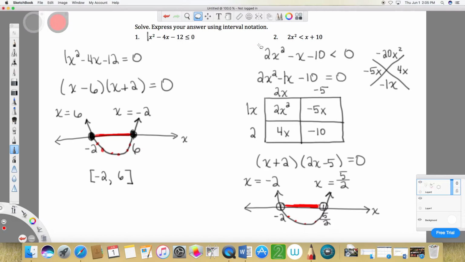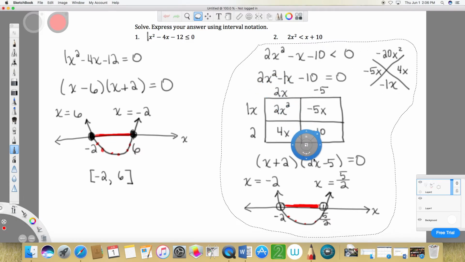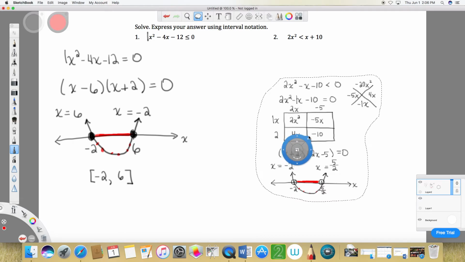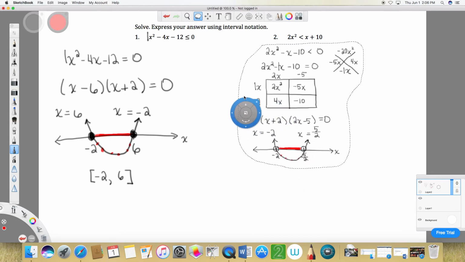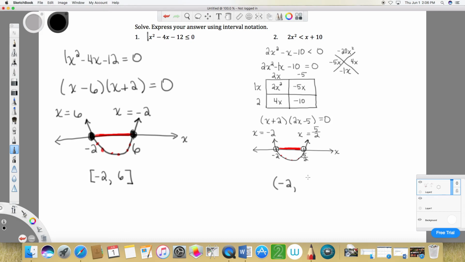Here, let's shrink this up. Let's write our answer using interval notation. We can get it now from the sketch of our graph. And we see it's similar to the last answer. However, we have parentheses instead of brackets. Negative 2 is excluded from our solution set, and 5 halves is also excluded. So here's our answer using interval notation.